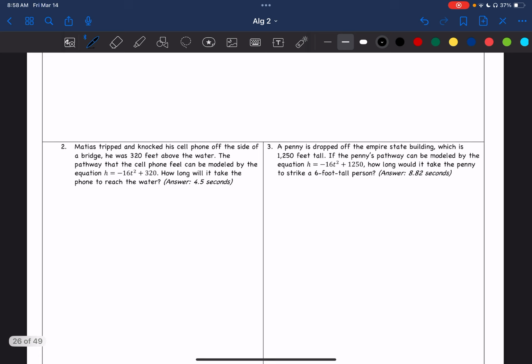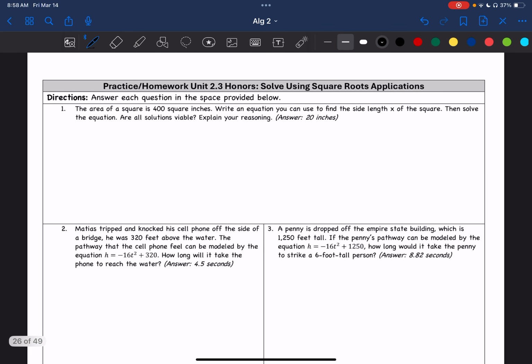Alright, so I'm going on to the practice on page 12. This is some more applications of solving using square roots. So we have the area of a square is 400 inches. Write an equation you can use to find the side length x of the square. Then solve the equation. Are all solutions viable? Explain your reasoning. So we have our side length x.